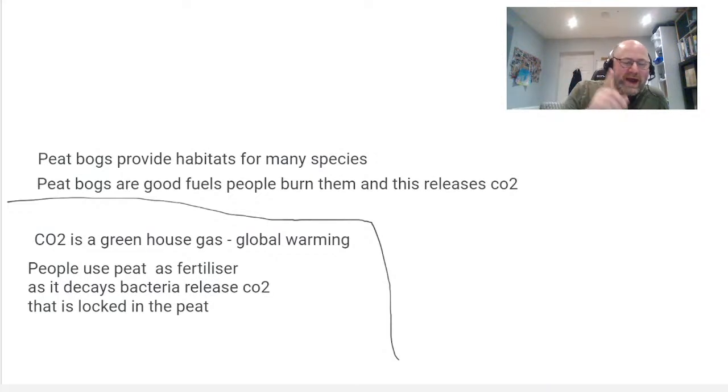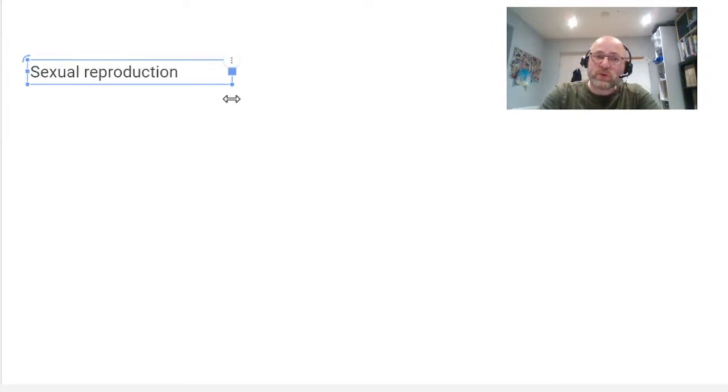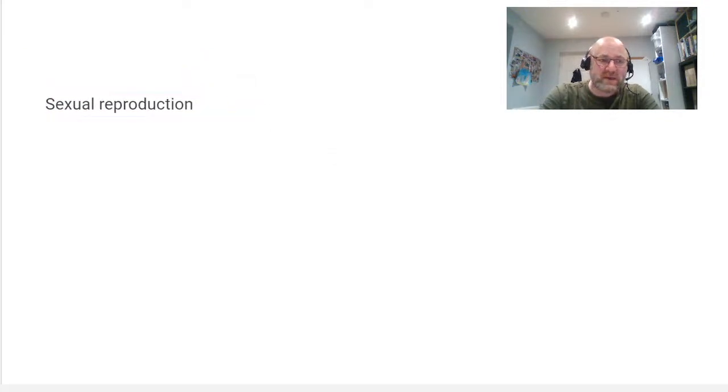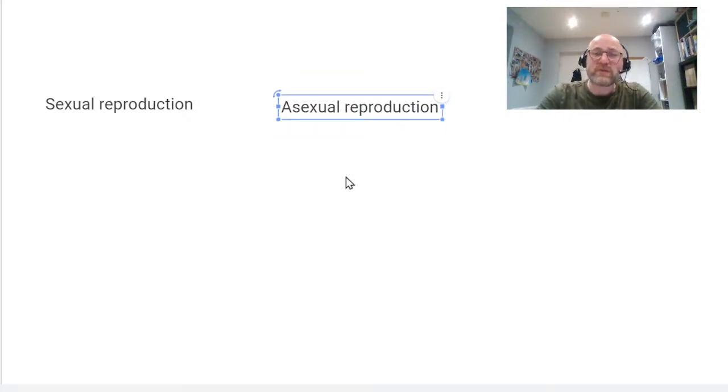Sexual and asexual reproduction. Yes, you guys need to know the advantages. So let's just quickly talk about those. Sexual reproduction, that's what humans do. There's advantages to it. And some plants do both. Raspberries do asexual reproduction. Strawberries do asexual reproduction. But guess what? They also do sexual reproduction. So they do both. So they've got a good advantage there.